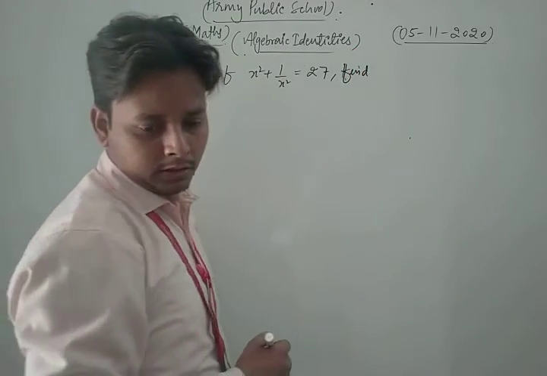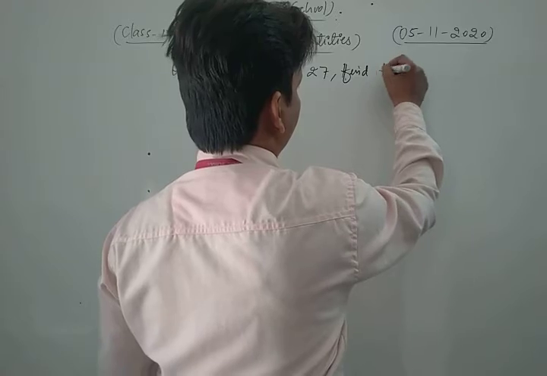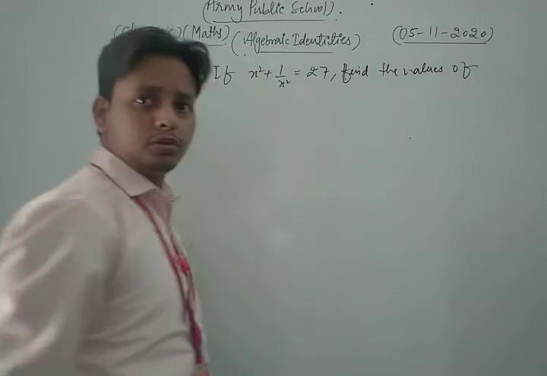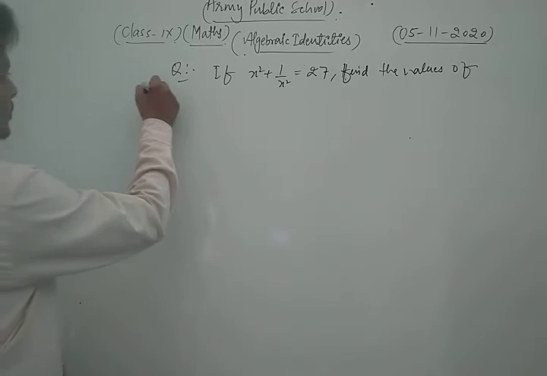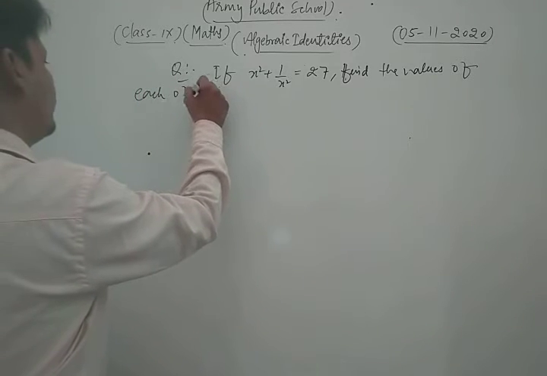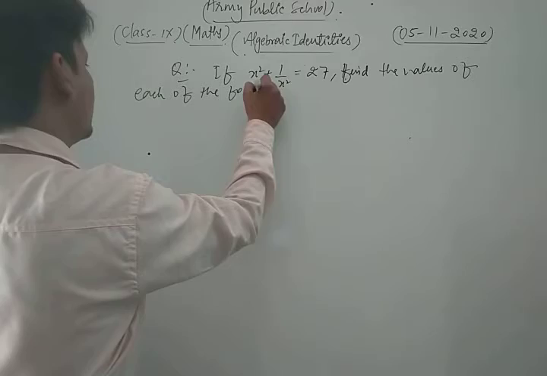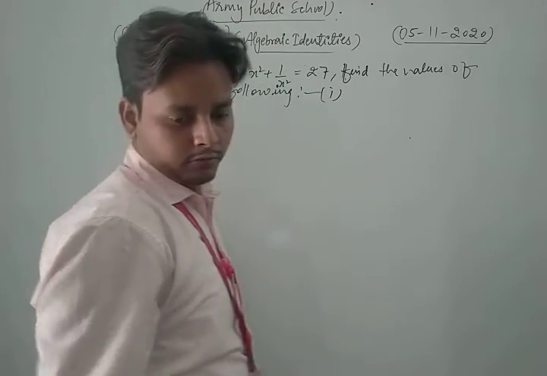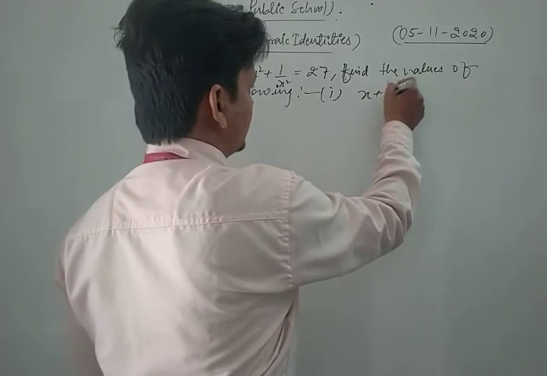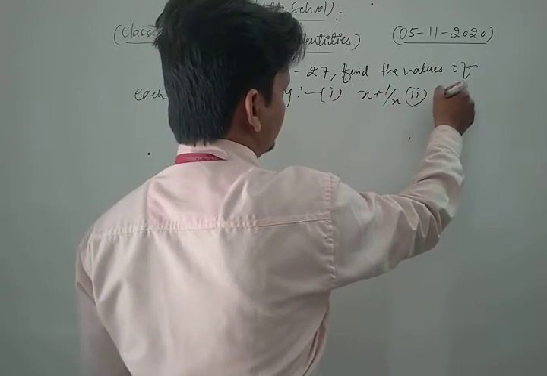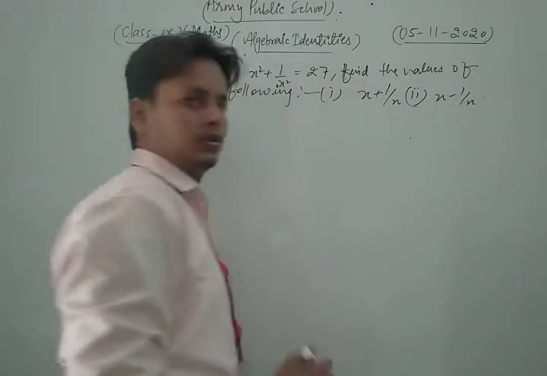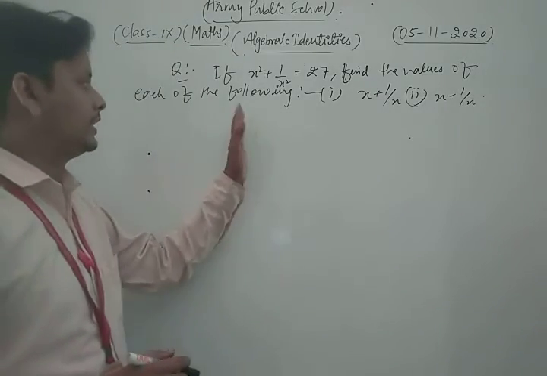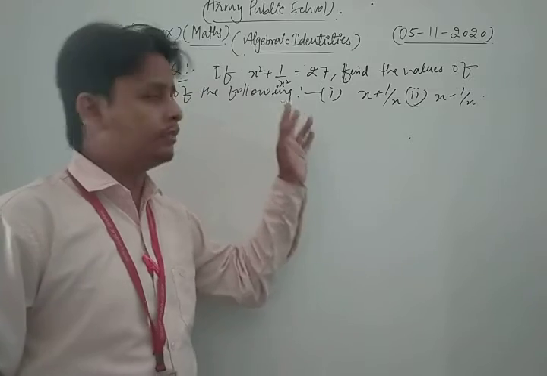Find the values of each of the following. First is x + 1/x, and second one is x - 1/x. This is the question here, dear friends. In that question, what we do? Let's see.